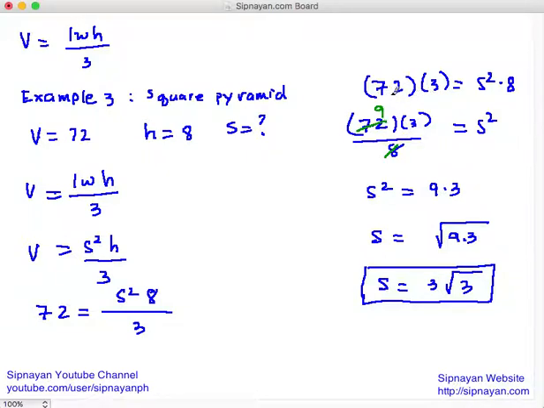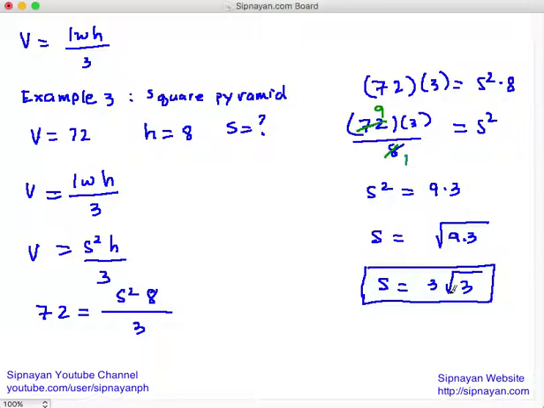Kasi otherwise, 72 times 3, that's 216 divided by 8, magde-divide din ako. So, mas maganda na hindi siya i-simplify para yung 72 mas madali siyang i-divide by 8. This is 1 by the way, 8 divided by 8 is 1. So, kung hindi nyo masyadong kabisado yung cancellation, you can watch the series on cancellation. And of course, dito na tayo papunta sa pagkuha ng square root on both sides, and then we simplified it to 3 square root of 3. Okay, so that's it.